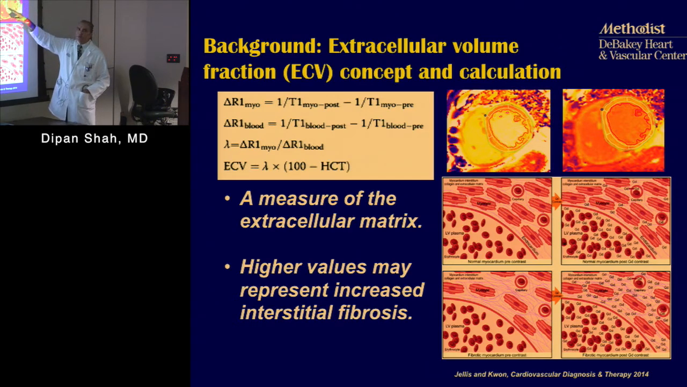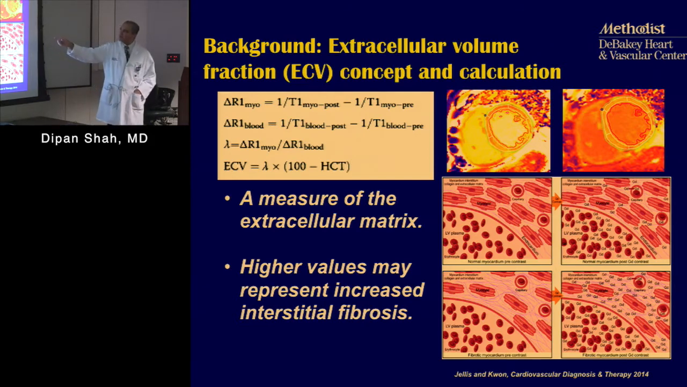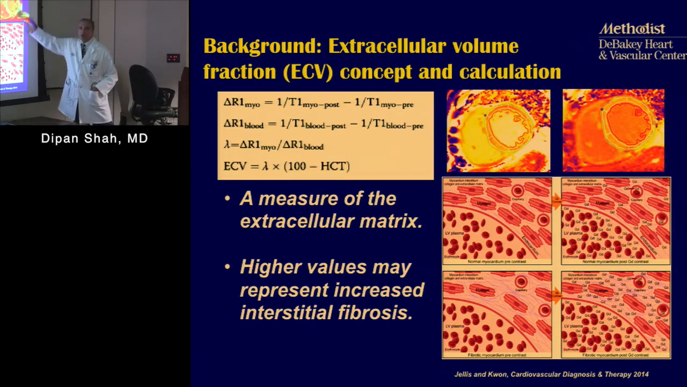So we measure the hematocrit, and we've now figured out a way to normalize, because we know what it is within the blood. Then we look at the change in T1 value of the myocardium before contrast and after contrast. And just using that ratio, we can determine the extracellular volume fraction within the myocardium itself. So that's the technique by which this works.